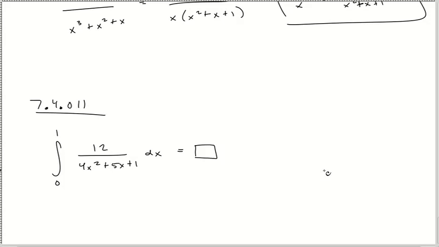Like, this one is fine, but what about a cube? What about a fourth power all of a sudden? And then it won't work anymore. I have to go do my own thing. So let's start training ourselves on how to do this.